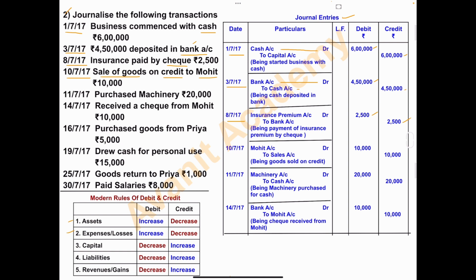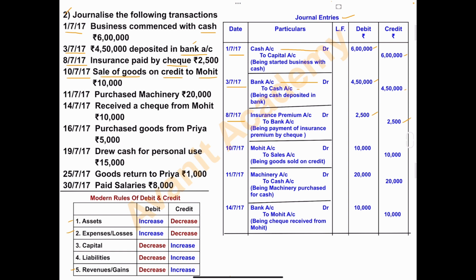Goods and sale ಮಾಡಿದ್ಮೇಲೆ cash business ಅಲ್ಲಿ ಬರ್ತದೆ. So sales account is a revenue account. And what is the rule for revenue? What is the rule of debit and credit for revenue? See the fifth point here in modern rules of debit and credit. For revenue and gains, decrease in revenue is to be debited and increase in revenue is to be credited.